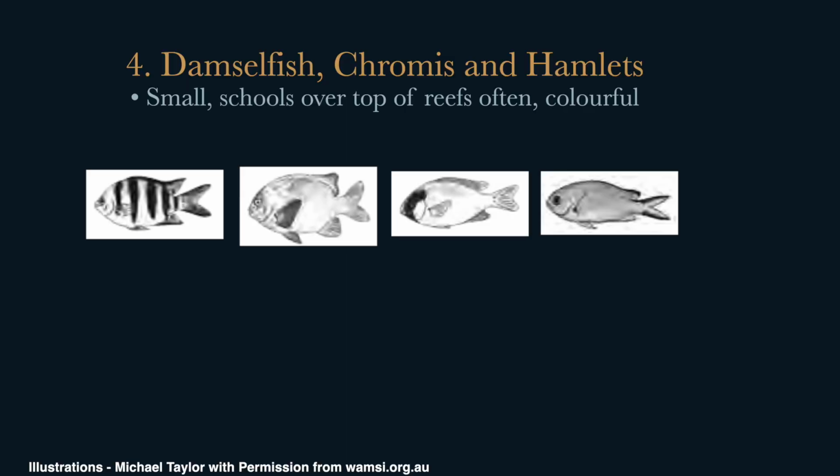Our fourth group are damselfish, chromies and hamlets. Most of these are small, they school in large numbers over the top of reefs and are often quite colourful or patterned.